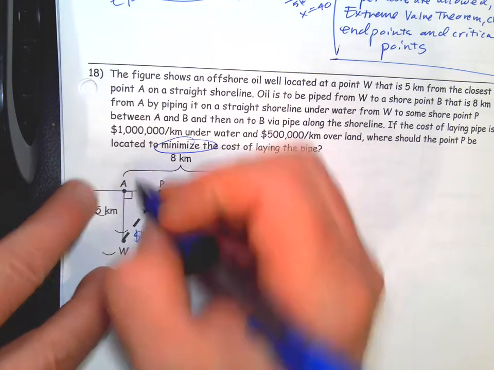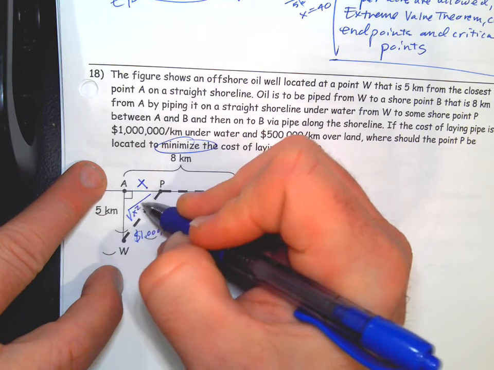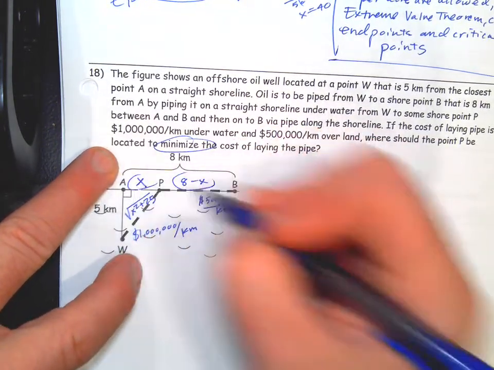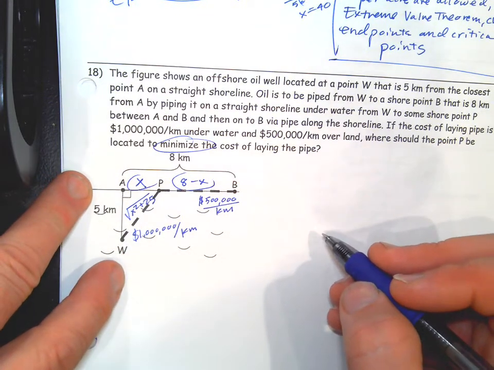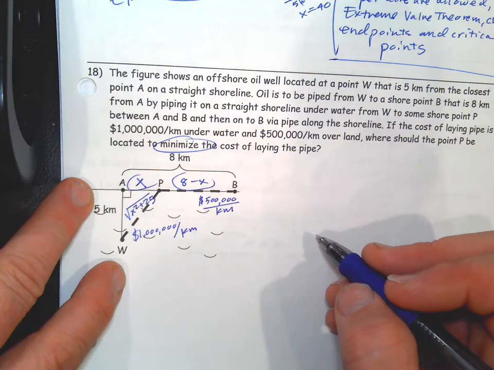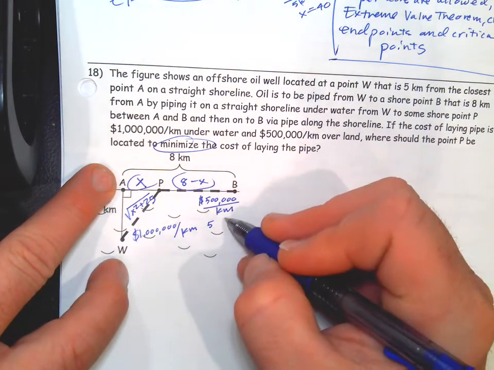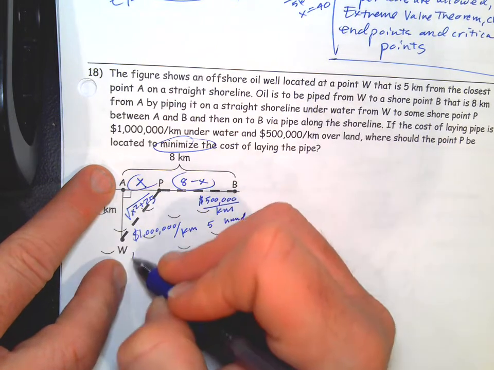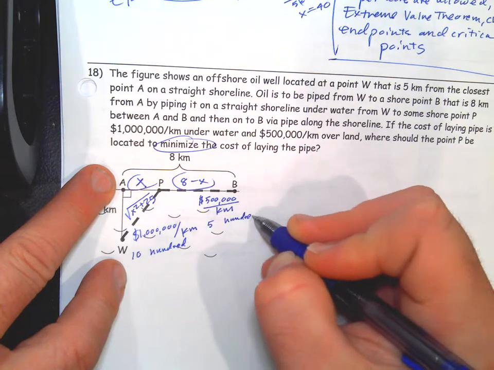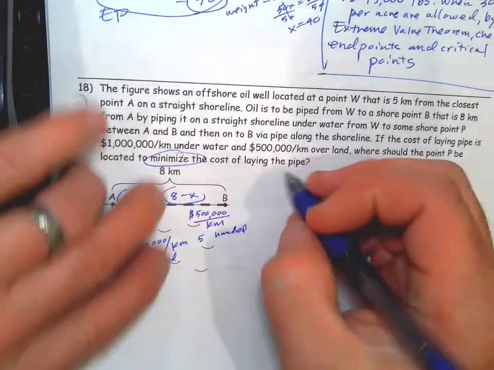Okay, this is where we should put x. That's 5. This is going to be the square root of x squared plus 25. This is going to be 8 minus x. Now these numbers are really big, so I'm tempted to just say let's do hundreds of thousands. So this is 5 hundreds of thousands, this is 10 hundreds of thousands. My final answer should bring that back, but for now I'm just going to use 5 and 10. You don't have to do that.